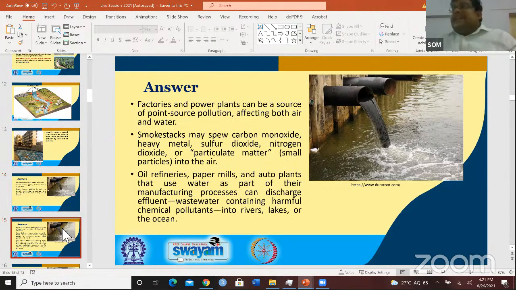Now, factories and power plants, as I have already told you, can be a source of point source pollution, affecting both air and water. Smokestacks also release carbon dioxide, heavy metals, sulfur dioxide, nitrogen oxide, or particulate matter into the air. So this is point source pollution. Also, oil refineries, paper mills, and auto plants that use water as part of their manufacturing process can discharge effluent wastewater containing harmful chemical pollutants into rivers, lakes, and oceans. So all of these are point source pollution.